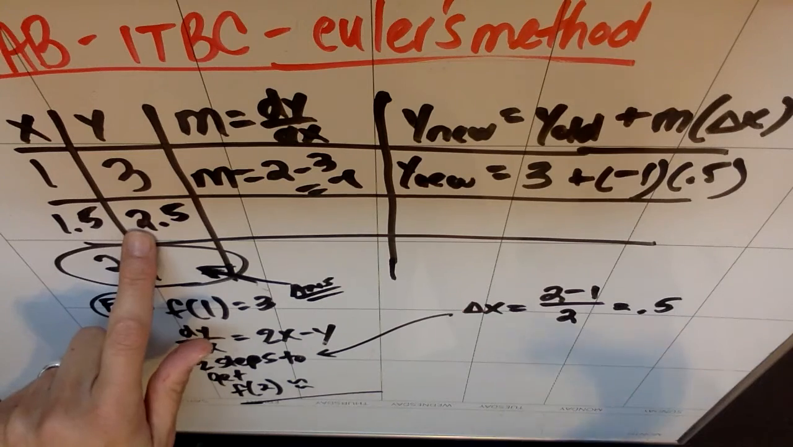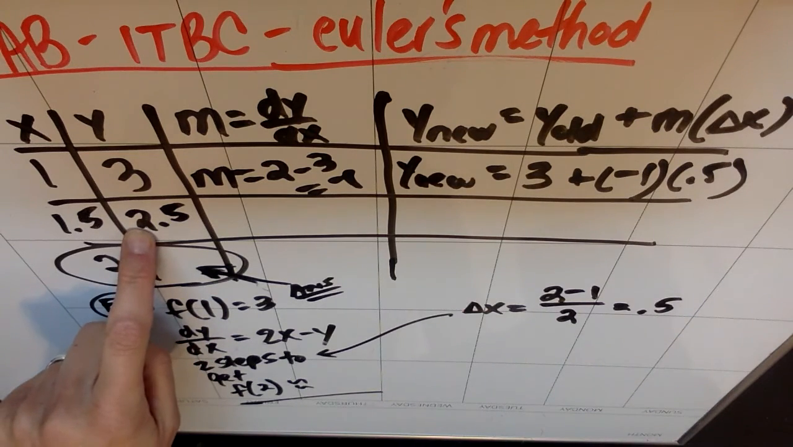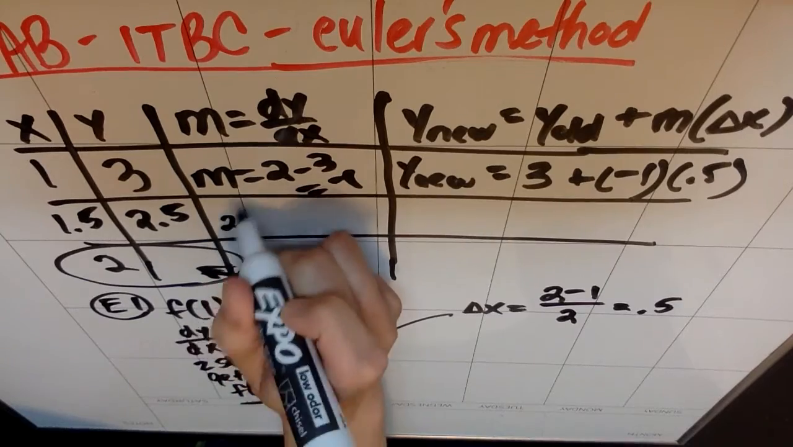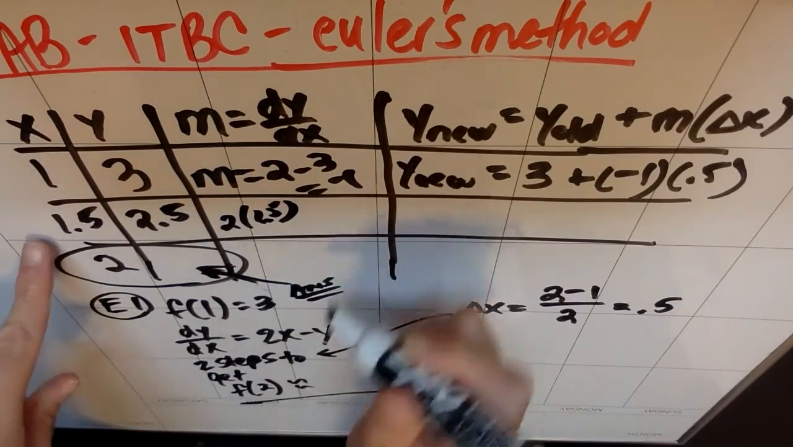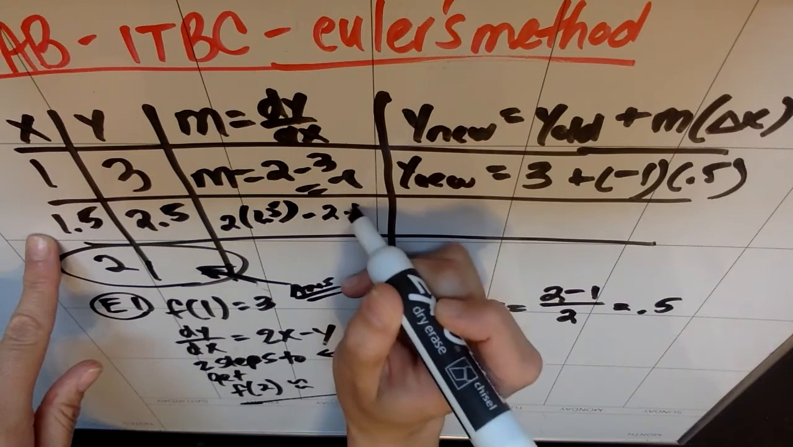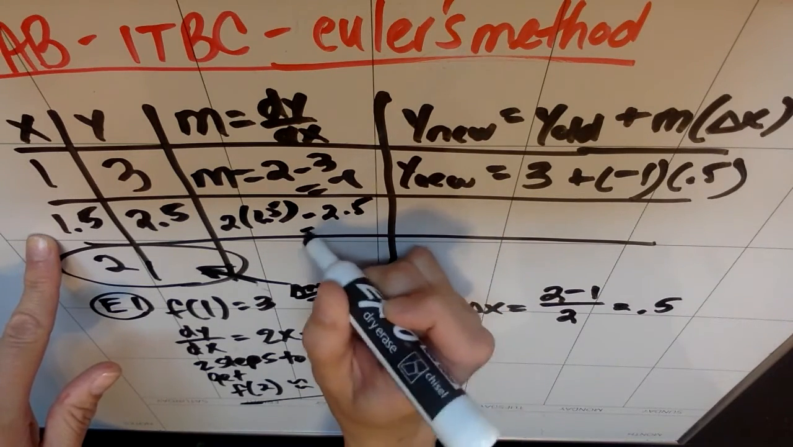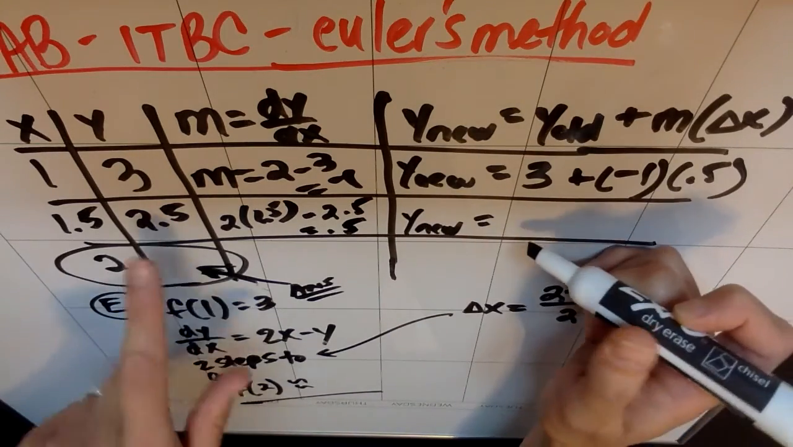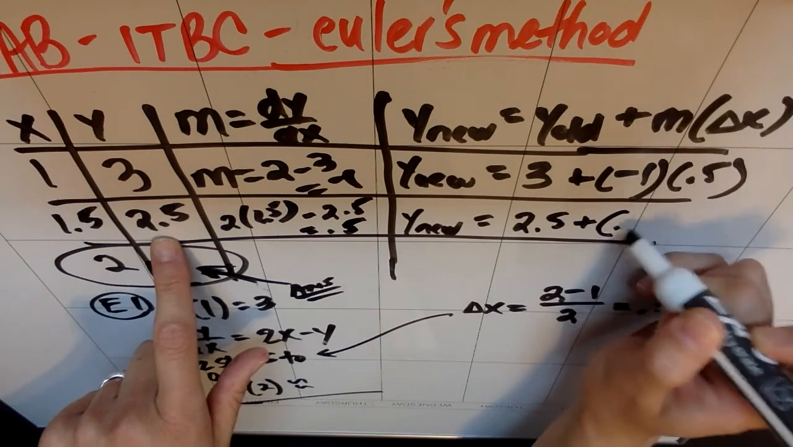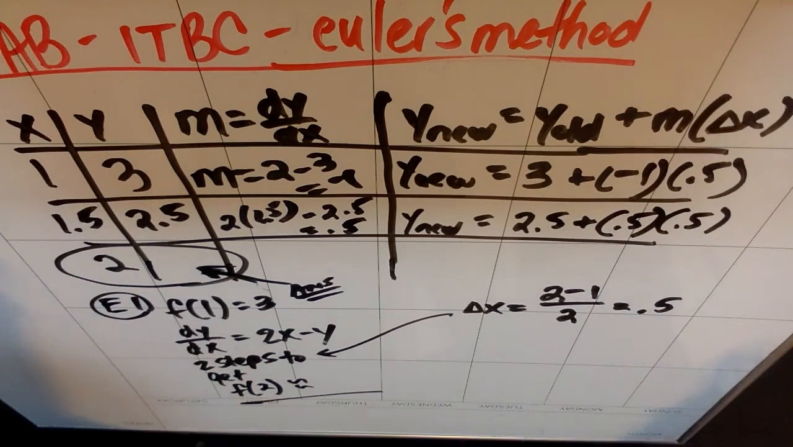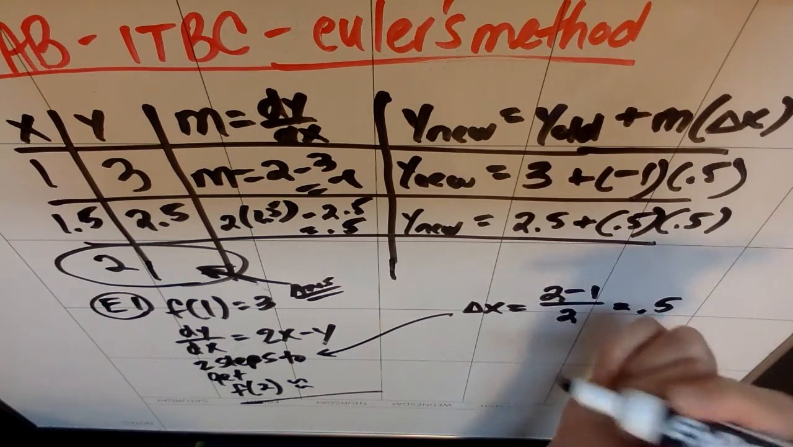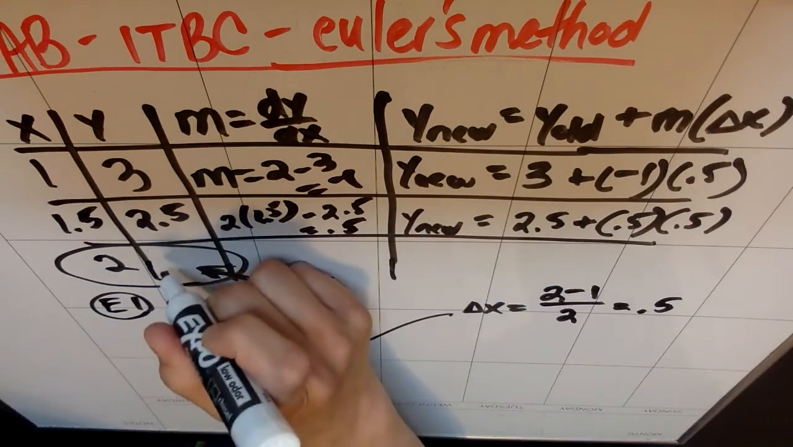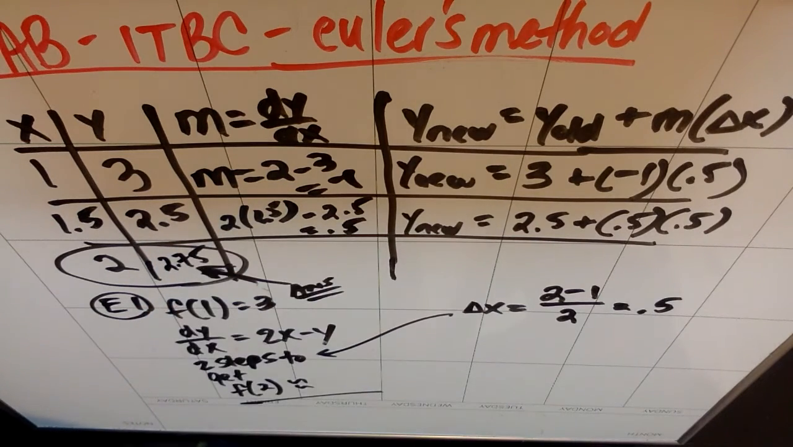I then use these 2 values to get my new slope, right? My new slope is going to end up being 2 times the 1.5, because that's 2x, minus the y, which is 2.5. So that's 3 minus 2.5, so that means my new slope is 0.5. So then my y new, which is going to end up being my final answer, is the old y, 2.5, plus the slope, 0.5 times 0.5. Well, that is a 2.5 plus a 0.25. Sorry, on the sheet I accidentally had a minus. So that is a 2.75, and that's my final answer.